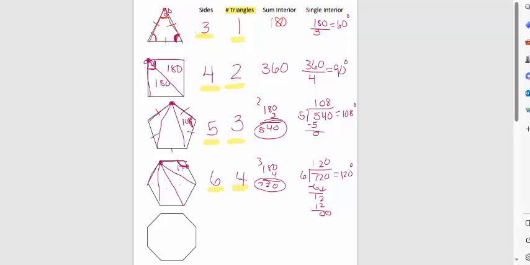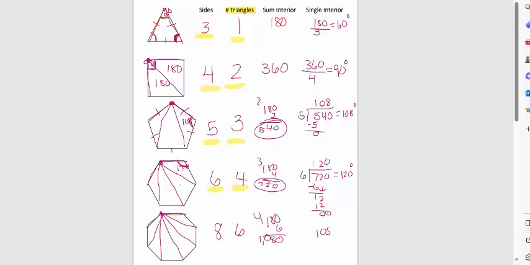So for the next one down here, there are 8 sides. How many triangles should it have? It should have 6 triangles. So let's start in one corner and go to all the other ones. I'm going to make this one a little bit better. That last one keeps getting me. All right, so there are 6 triangles here. So we would do 180 times 6. So we get 1080 degrees in an octagon.